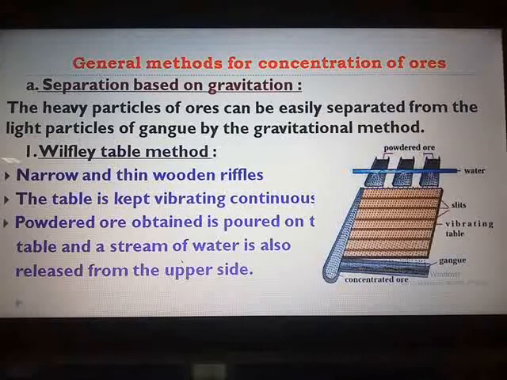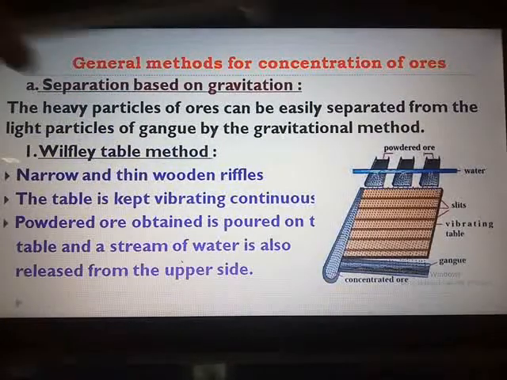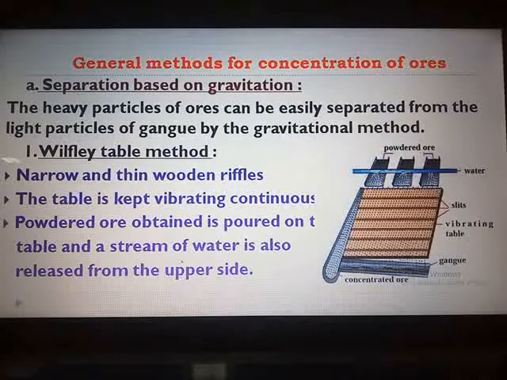Now, the different questions which can be asked over here: a direct question, write a short note on the Wilfley table method, or draw a neat labeled diagram of the Wilfley table method, or the diagram will be provided to you. You have to label the diagram, identify the method, and then explain about it. Our next method, which is based on gravitation, is the hydraulic separation method.